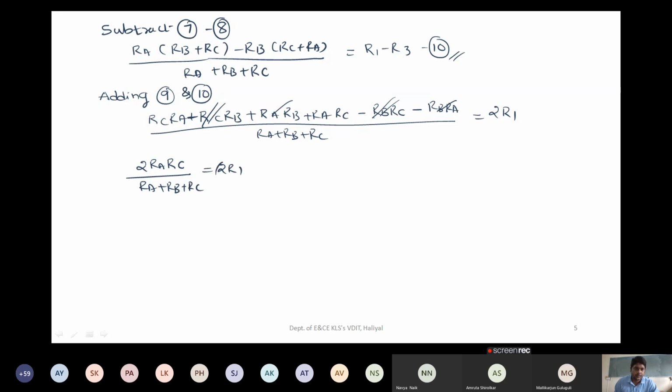So 2 and 2 will get cancelled out. So what is left is, what we get is R1 equal to RA into RC divided by RA plus RB plus RC, okay. So this is for the R1 case.